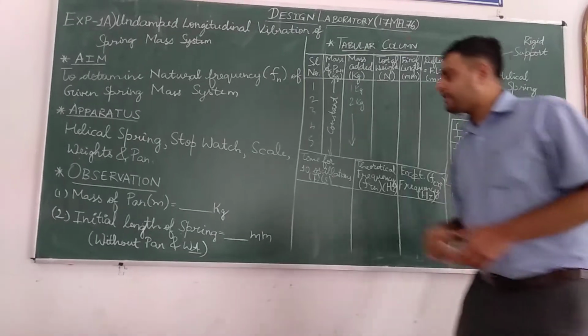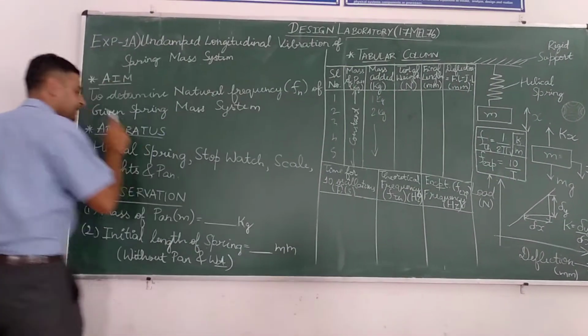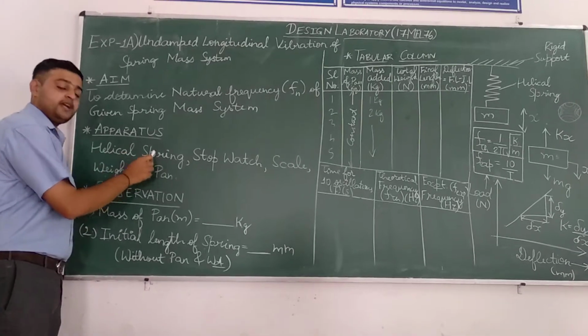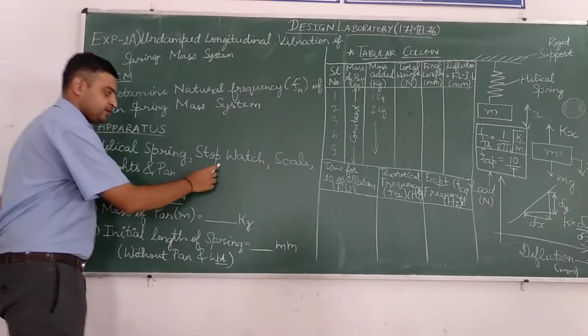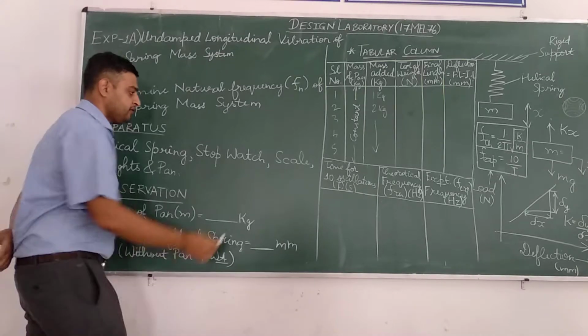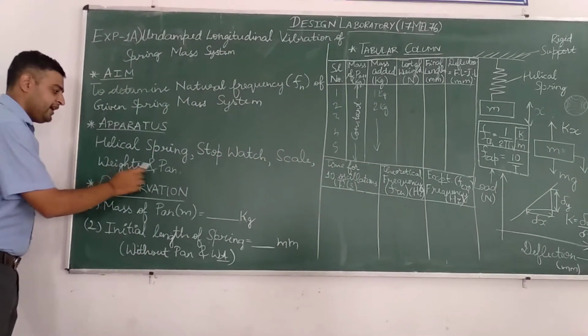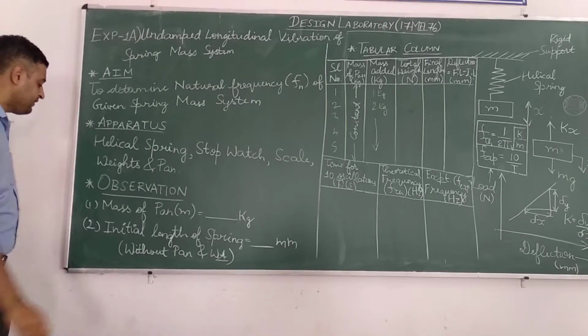So what apparatus is required to calculate the natural frequency of a spring mass system? First and foremost, we need a helical spring, a stopwatch to note down the time period for a number of oscillations. Then we require a scale, weight and a pan in which the weight is placed.